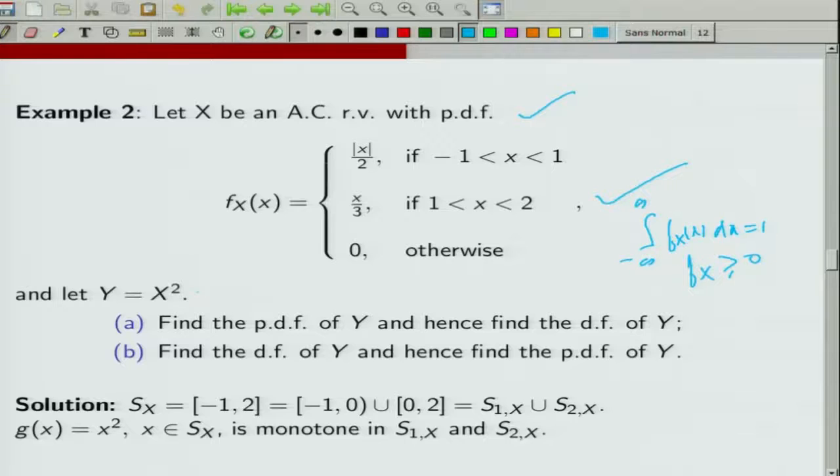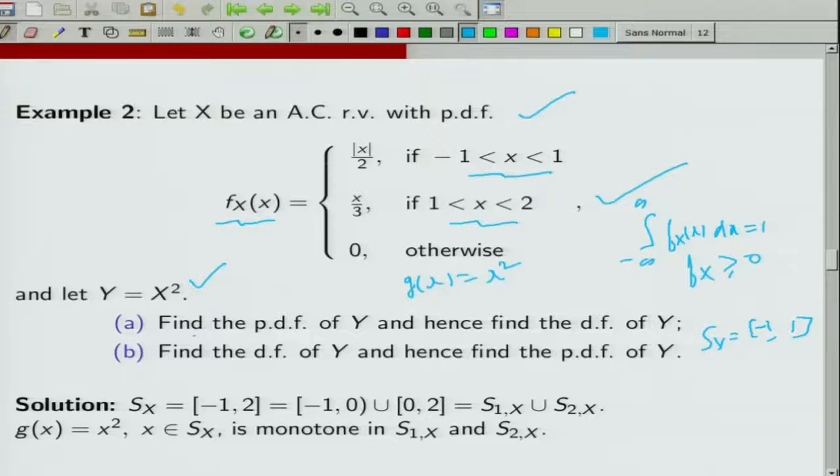And suppose I want to find the PDF of Y = X². So in this case my g(x) is x². Now note that in this case my support is, because if x lies between -1 to 1 or 1 to 2, I can find a neighborhood so that if I integrate the PDF in that neighborhood I will get a positive quantity. So my neighborhood turns out to be closed -1 to closed 1.